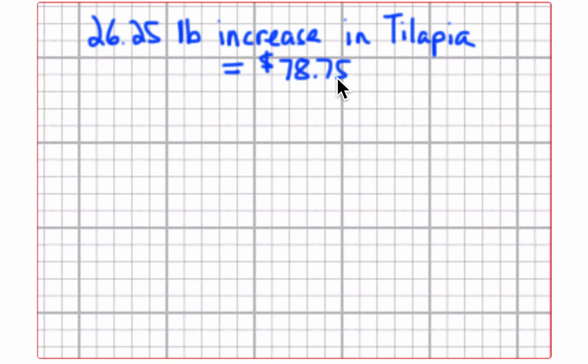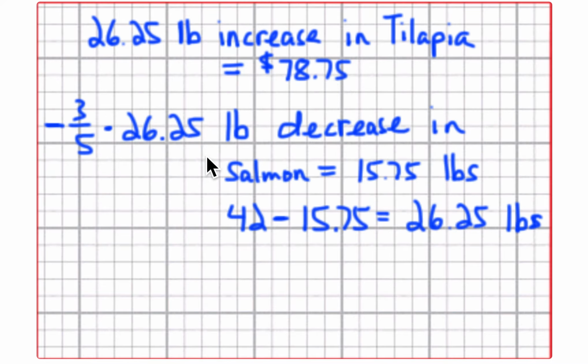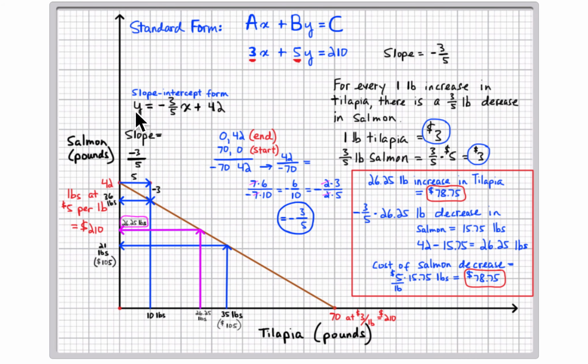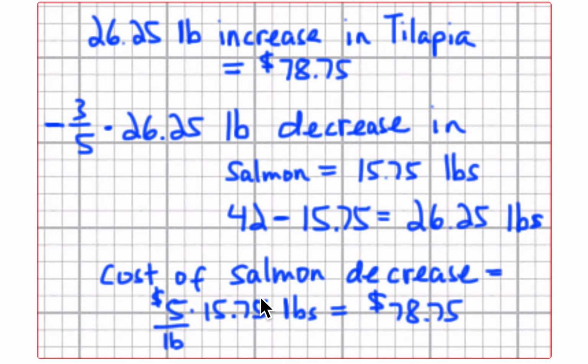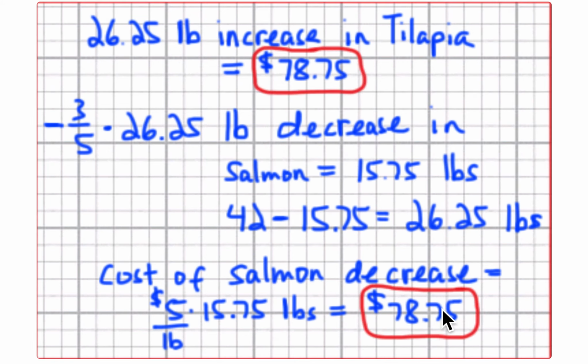So the increase in tilapia, $78.75, has to equal the decrease in salmon. So that's a -3/5 times x. That's going back to the slope-intercept form of this equation. So we increased x by 26¼ pounds. That means we're going to have to decrease it by -3/5 of that. And then we're going to have to add that to this 42, which is where you start. So it's a decrease of 15¾ pounds. So 42 minus that 15¾ is equal to 26¼ pounds. And the cost of that decrease is $78.75. They have to be equal.